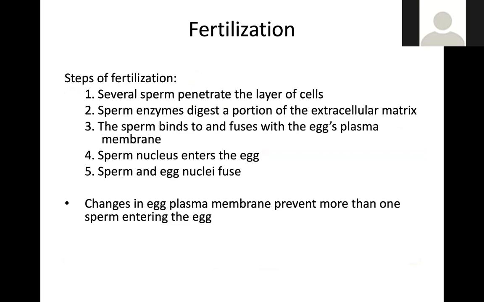So several sperm penetrate the layer of cells. The sperm enzymes digest a portion of the extracellular matrix around the outside of the egg. The sperm binds to and fuses with the egg's plasma membrane. Okay, we know plasma membrane, we've seen it before. That word should look somewhat familiar. We saw that word when it comes to cells, and the outside of cells have a plasma membrane. The sperm nucleus enters the egg. We know that genetic information is most likely stored in the nucleus, so that makes sense, right?